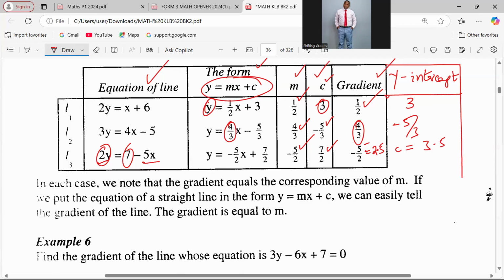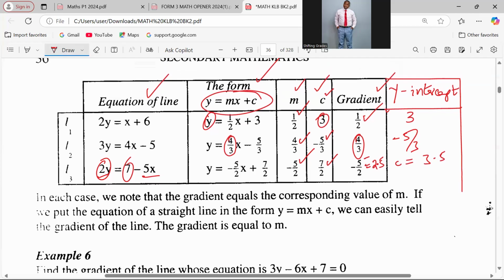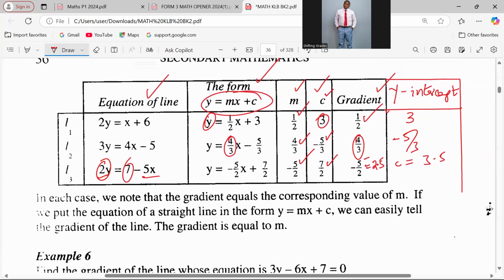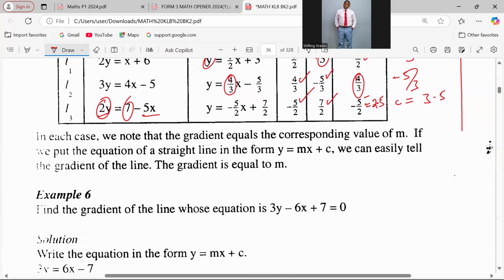So we can extract the y-intercepts of lines and the gradient of a line from the equation without even calculating, by simply rearranging. We just rearrange the equation. In each case, we notice that the gradient equals the corresponding value of m. If we put the equation in the format, we can easily tell the gradient of the line.